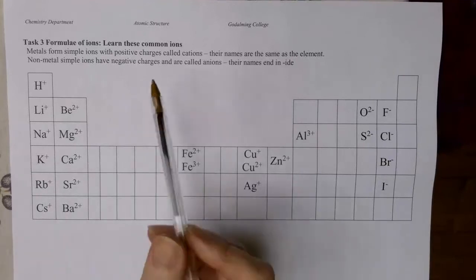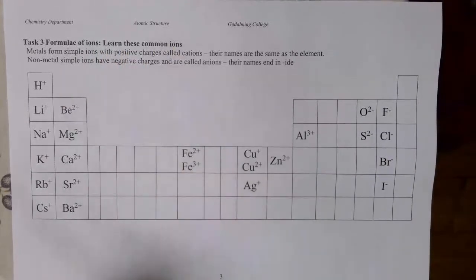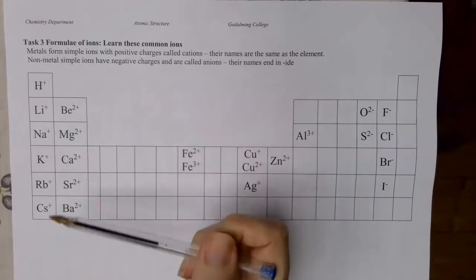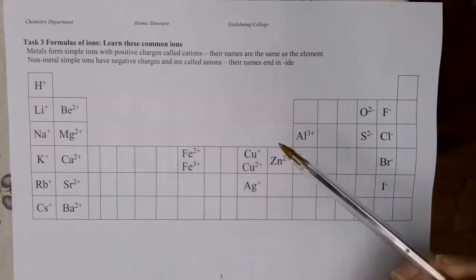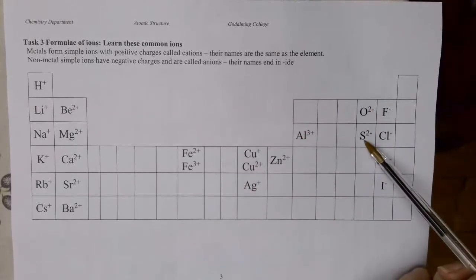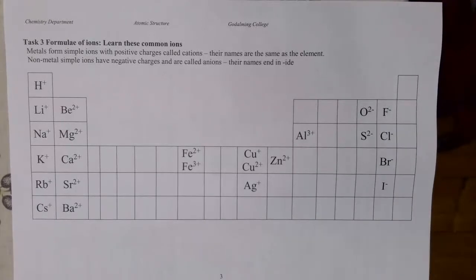Task 3, you're expected to learn the formula of your ions. So these are just the common ions. Again, they are things you should be familiar with. So you should know that everything in group 1 has a 1+ charge, everything in group 2 has a 2+ charge. You should also know that this group here with oxygen is 2-, and the halogens are always, or usually always, 1-. So the common charge on them is 1-. There are a couple which you need to be familiar with.